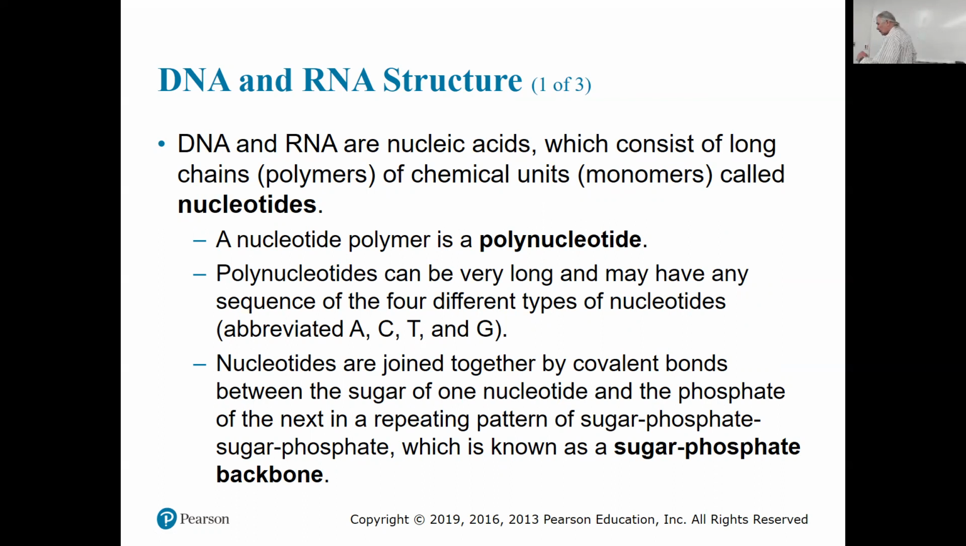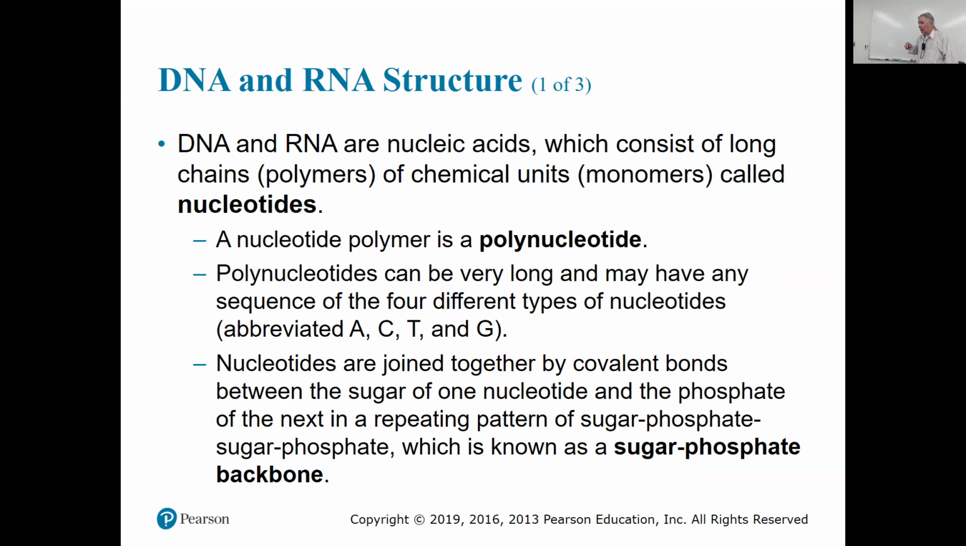Okay. The nucleic acids are long chains of polymers of nucleotides, so they could be called polynucleotides. And polynucleotides can be very long and have any sequence of the 4 different types of nucleotides. A nucleotide consists of a sugar, either ribose or deoxyribose, and a phosphate group. That's true for all DNA: the same sugar, same phosphate group. On the other side of the sugar is a nitrogenous base. And there are 4 different nitrogenous bases in DNA. They're designated with their first letters: adenine, cytosine, thymine, and guanine.